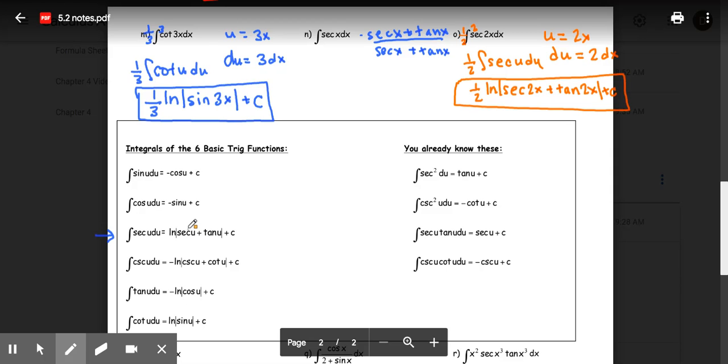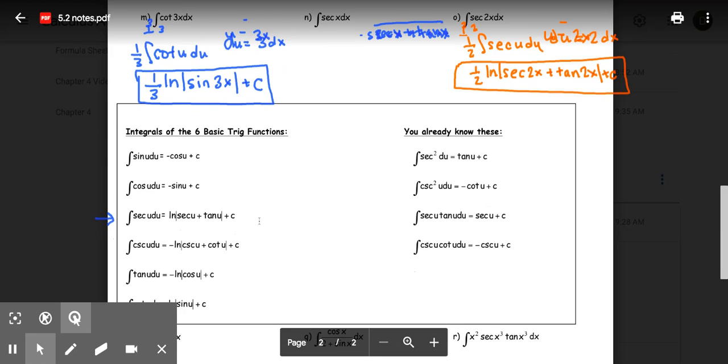All right, you can only put in numbers. You cannot put in variables or other trig functions. That means you picked the wrong u if that's the case.